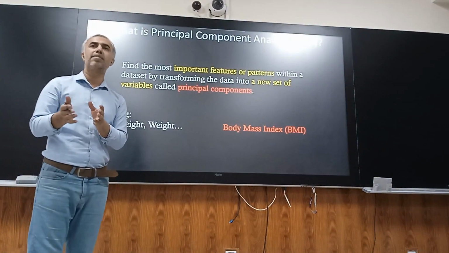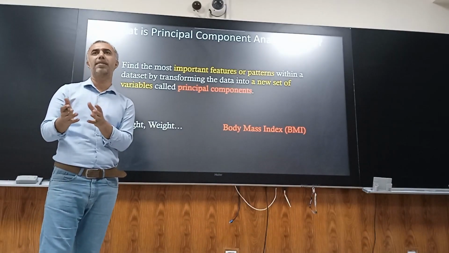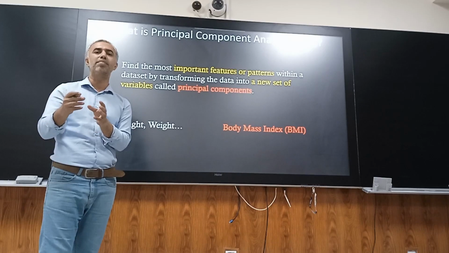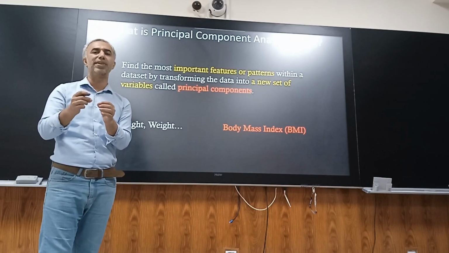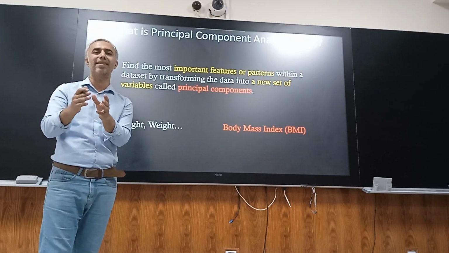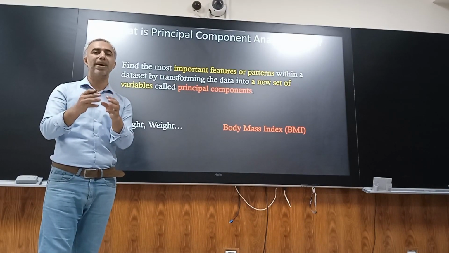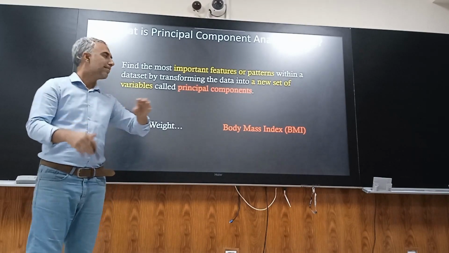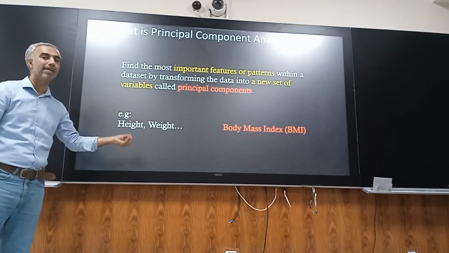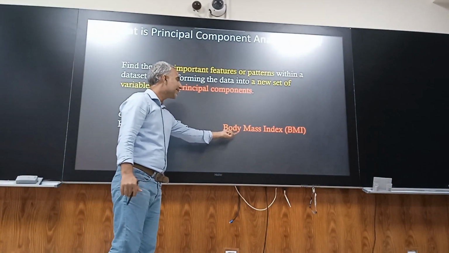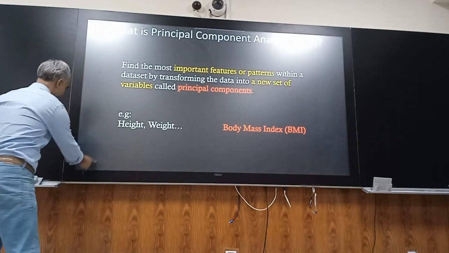If we are talking about the physique of a person, for example, height and weight of the person, we can encompass these two features. As height is one feature and weight is another feature, we can develop a new feature in terms of body mass index. And this one feature, basically the principal component, with the help of linear combination, we are developing the body mass index.